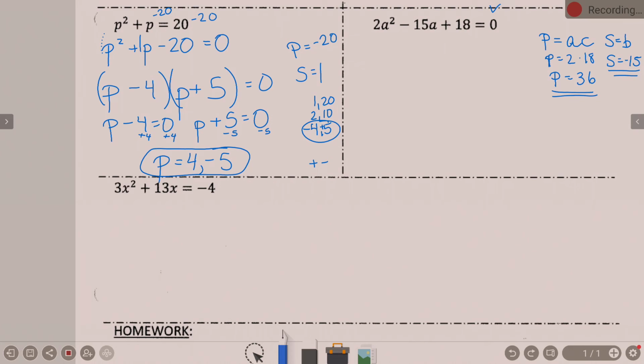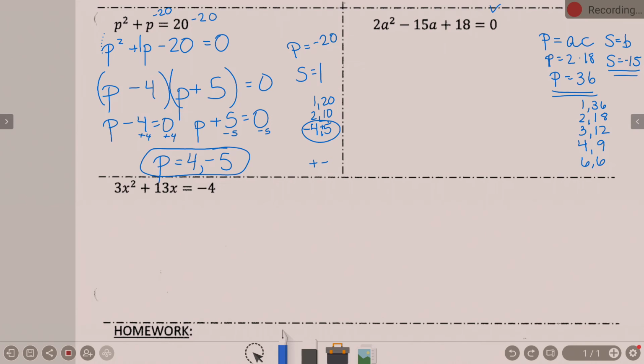Okay. What multiplies to be 36? 1 and 36. 2 and 18. 3 and 12. 4 and 9. 6 and 6. And then the one we're going to use is probably 3 and 12.